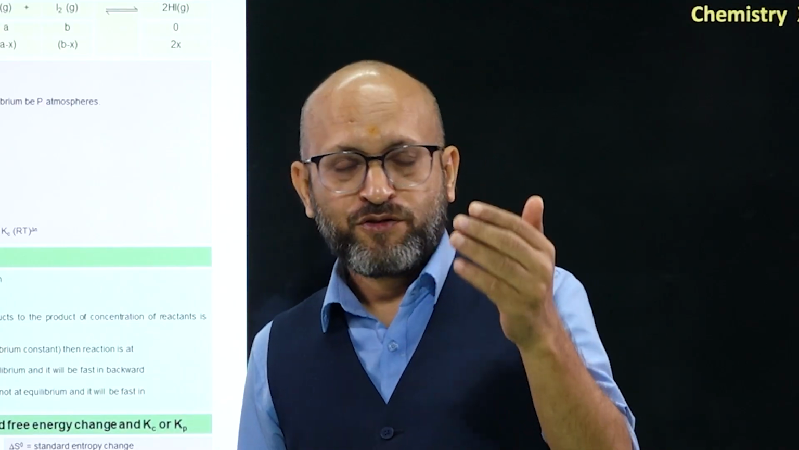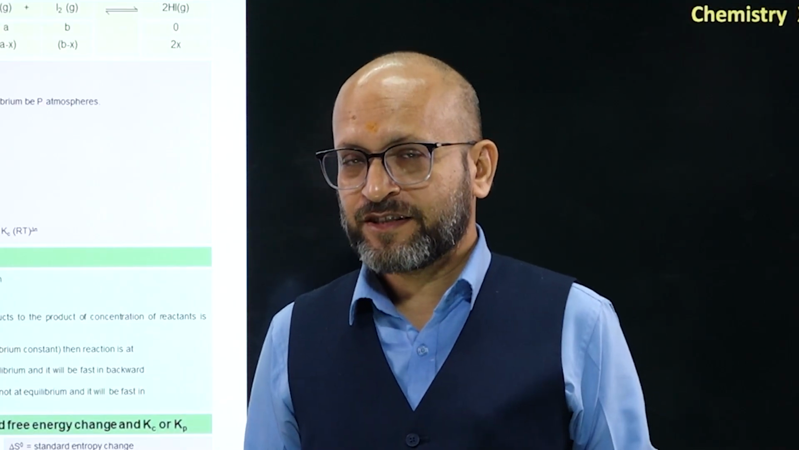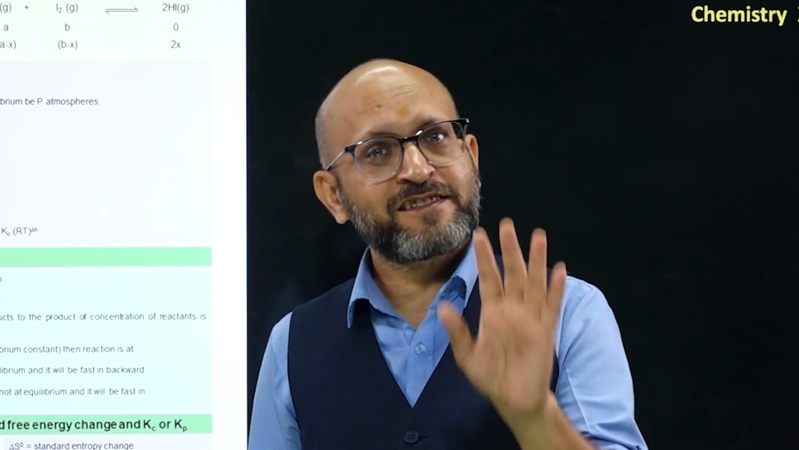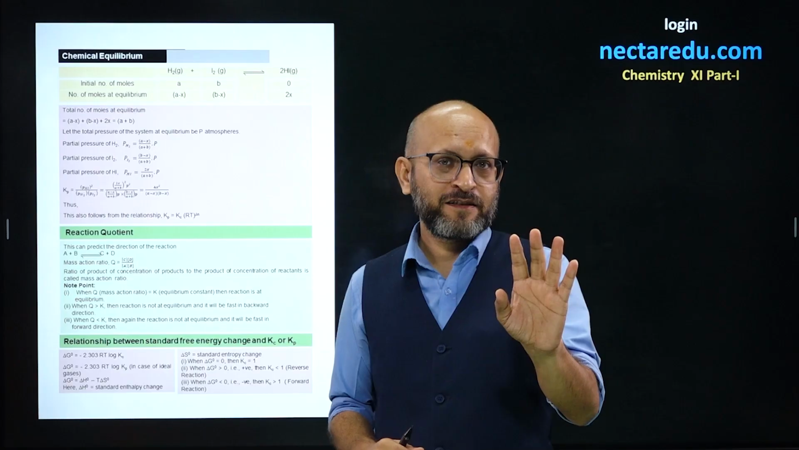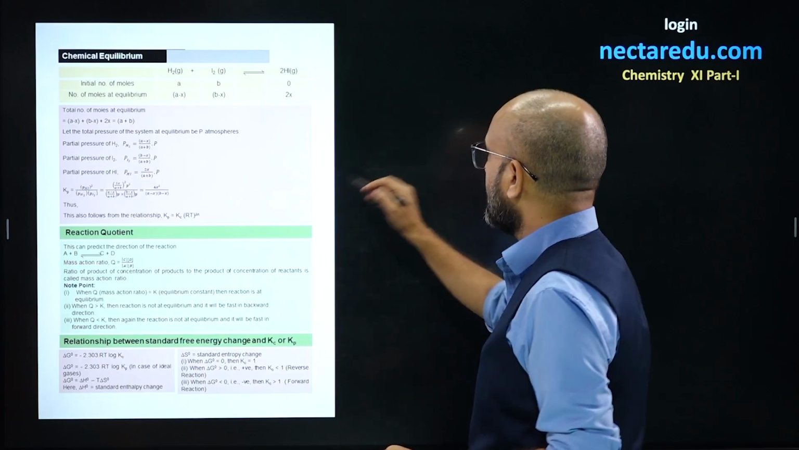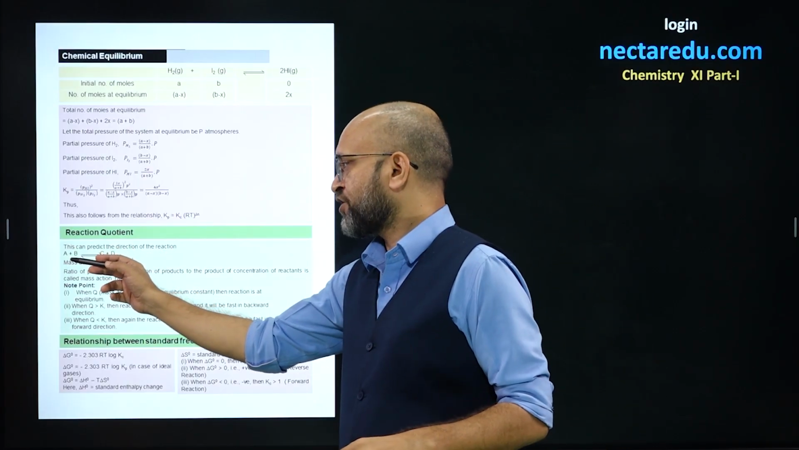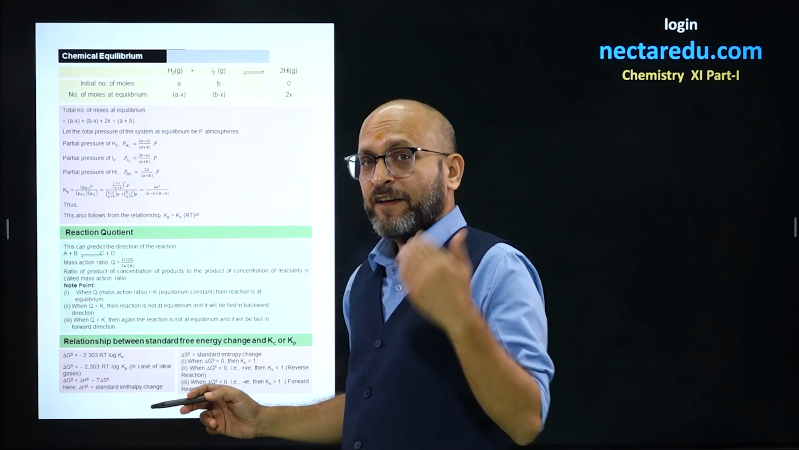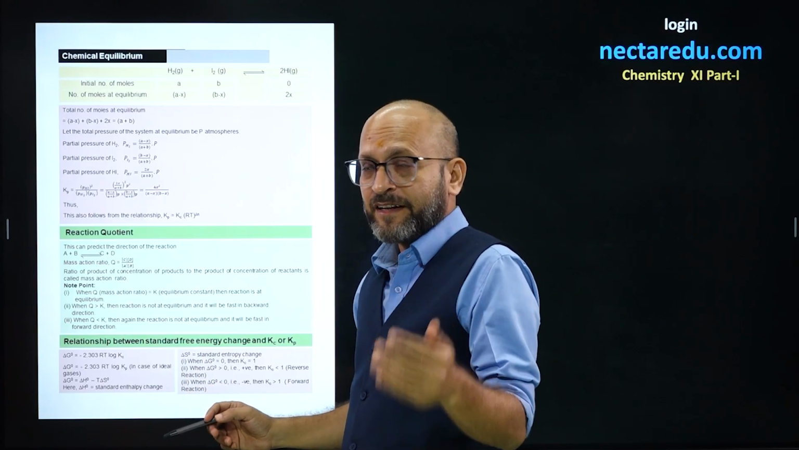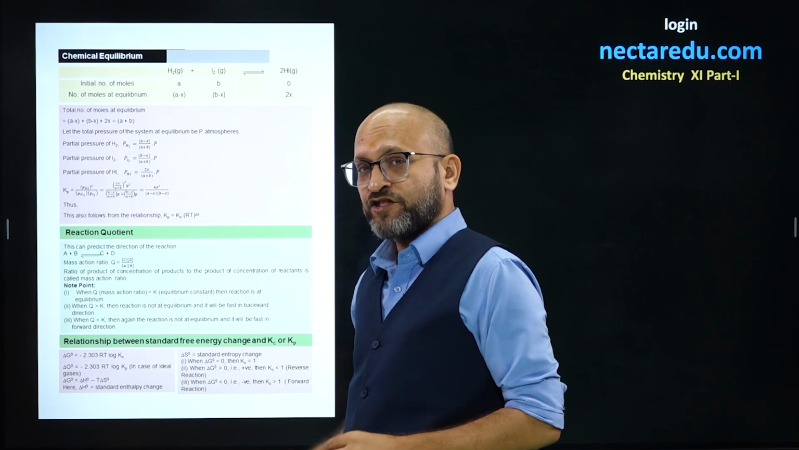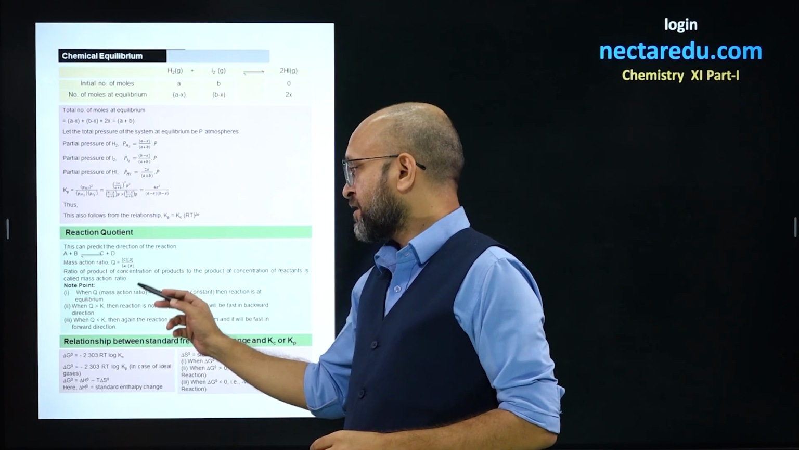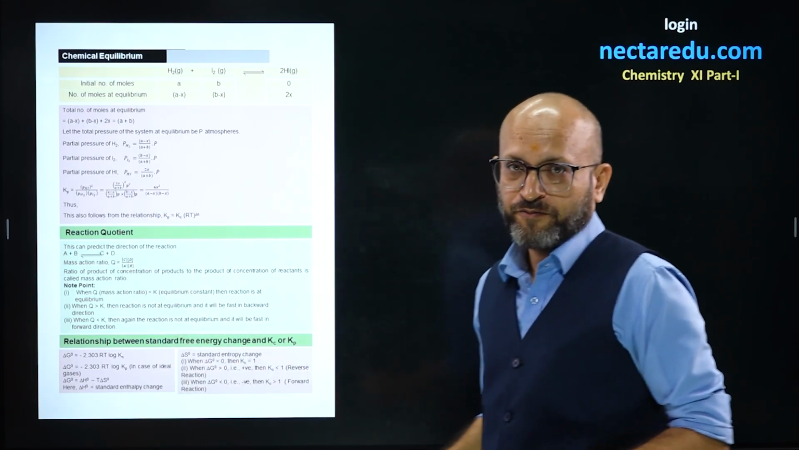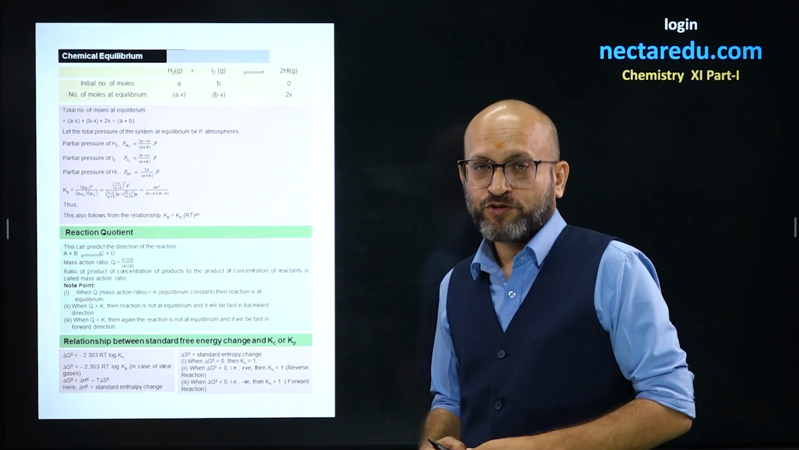Let me tell you some more application of reaction quotient. How is it written? It is written same as equilibrium constant. So same way as for reaction A plus B gives you C plus D, if you would have written equilibrium constant, how will you write? Concentration of C into concentration of D divided by concentration of A into concentration of B. Now, what is the use of reaction quotient then?